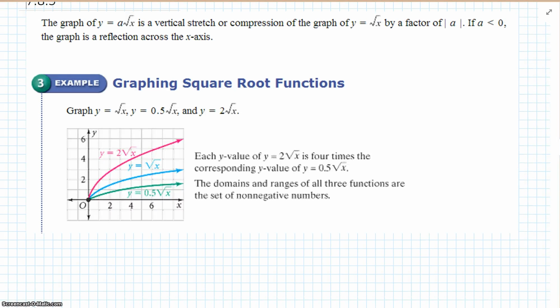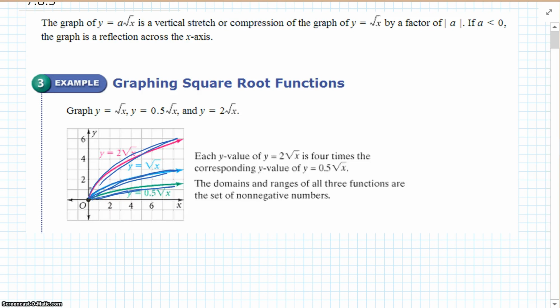Alright, the graph of y equals a square root of x is a vertical stretch or compression of the graph of y equals square root of x by a factor of a. If a is negative, or less than 0, the graph is reflected across the x-axis. So graph the square root of x, that's the blue one. Nice and easy. Graph 1/2 the square root of x, and again, that one's going to be flatter. And then graph 2 square root of x, and that one's going to go up faster.